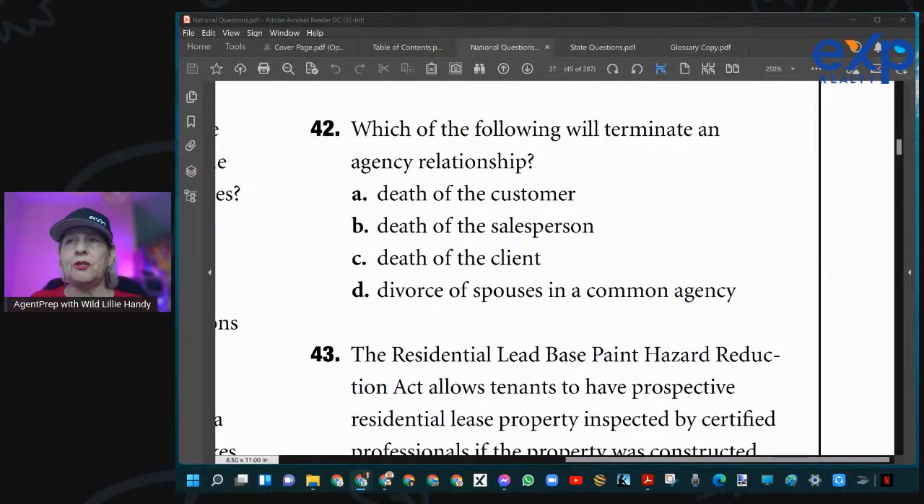Vladimir, I would choose another answer, okay? D is not correct. And you probably went with D because it says common agency. No. Agency relationship, okay, is between the broker and the client, right? That's how a agency relationship is formed in real estate. So how is it terminated?